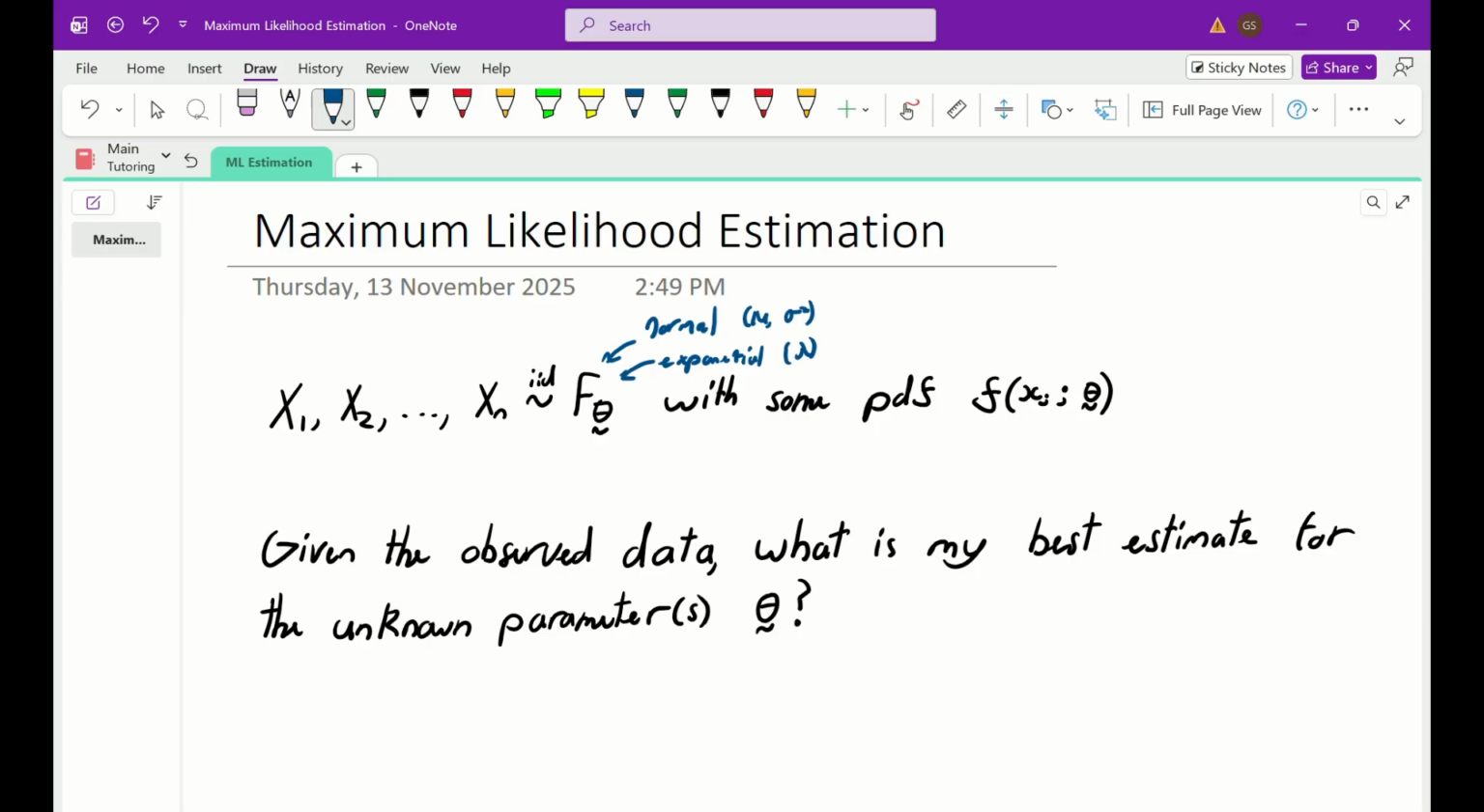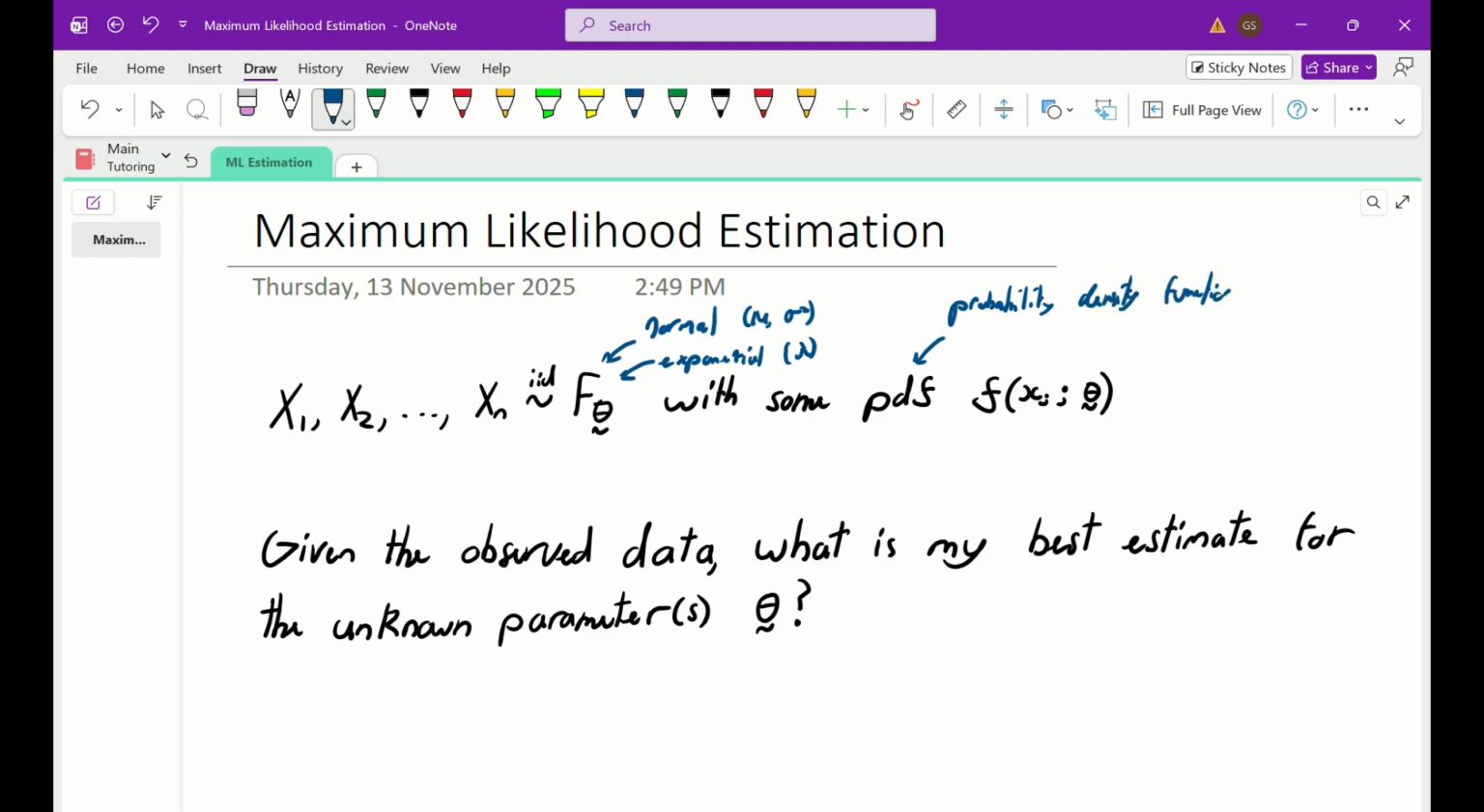Okay, so the setup is that we have some data from a distribution that has some sort of parameter, and also suppose that the PDF of a random variable from that distribution is just denoted f, like this. This is the probability density function, the PDF.